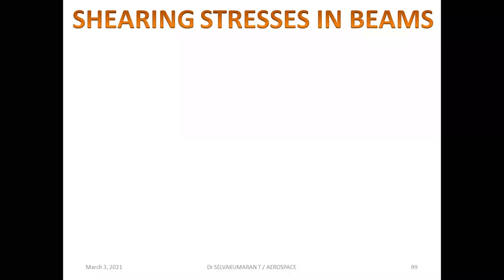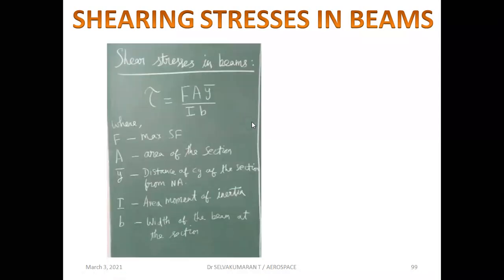Okay, the procedure is the same. So I'm not going to derive any expression. I'm going to take the final formula. With that formula we will see how to solve the problems, how to solve the numericals. So this is the expression: tau is equal to F A y bar divided by I into B.